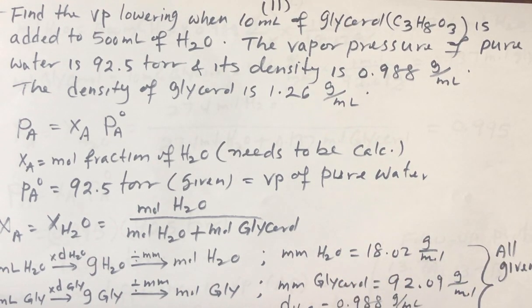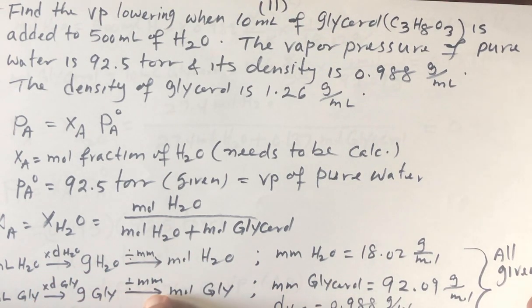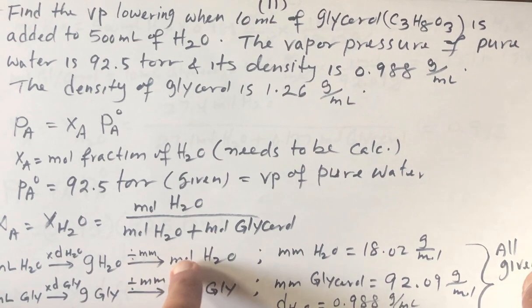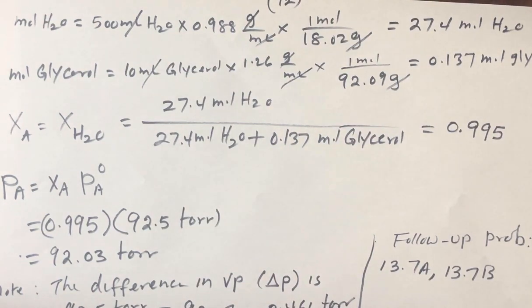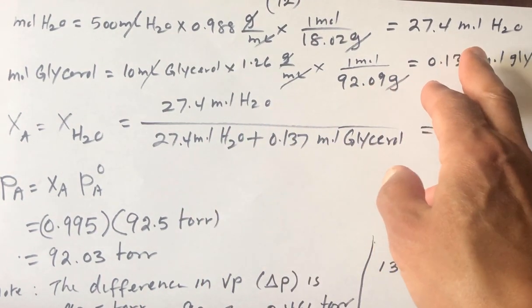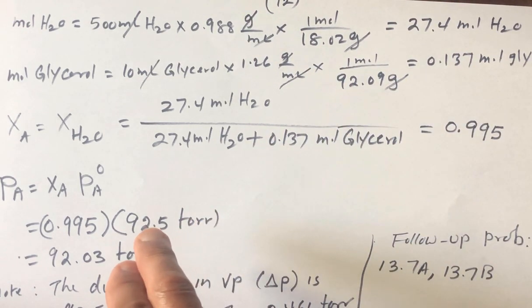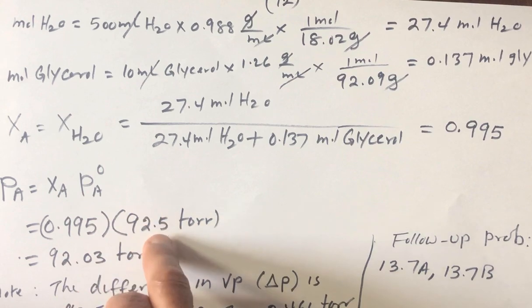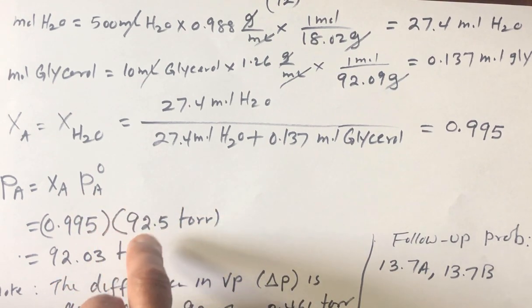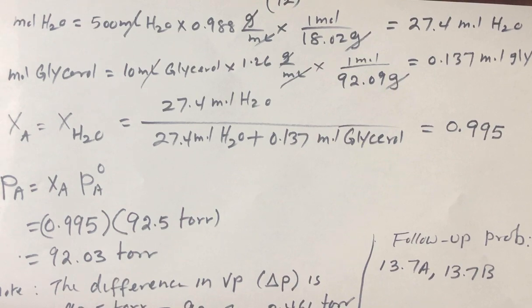The molar masses are given, the densities are given, everything is given. So we're going to simply use this chart here to go from milliliters to moles for the two components that we have. And after we substitute all those numbers there, we find 27.4 moles for water, 0.137 for glycerol, and XA basically becomes 0.995. If you multiply that by PA0, which in this equation is 92.5 torr, the PA, or the vapor pressure of water above the solution, becomes 92.03.